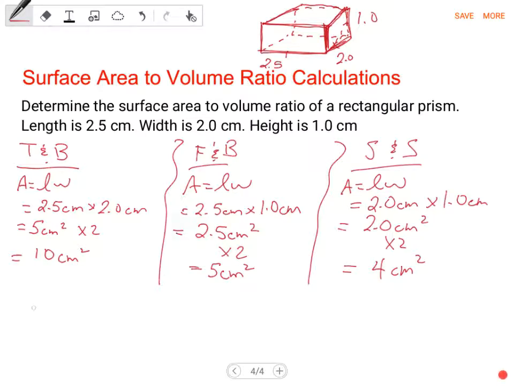The final step is you have to figure out your grand total surface area for the entire structure. So I'm going to go total surface area. All you have to do is add those together. That is 19 centimeters squared.